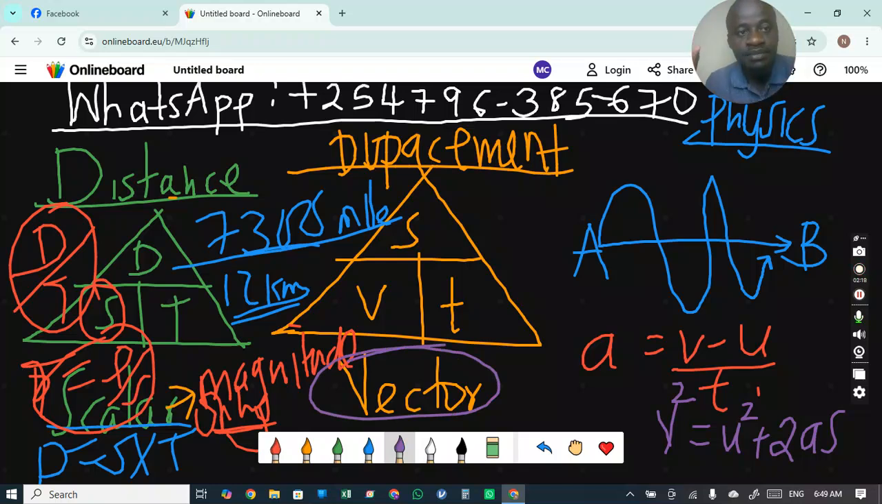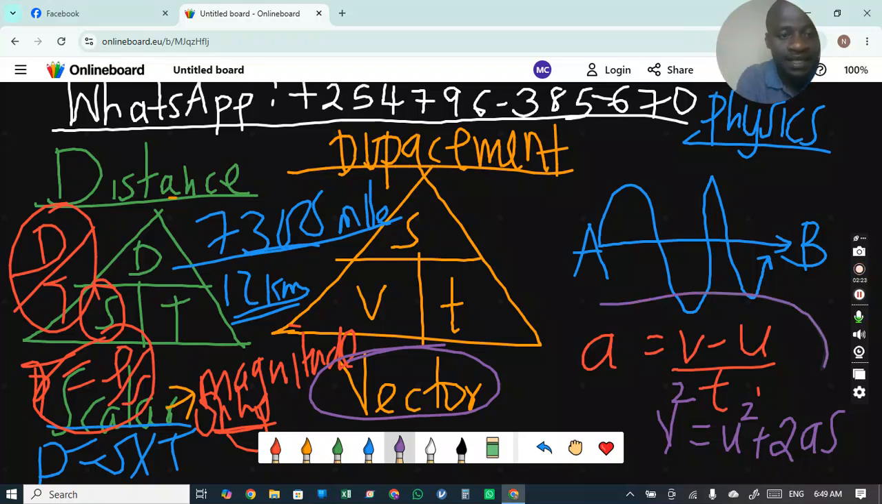It is in this concept where we also discuss what we term as acceleration. Acceleration simply means change in velocity per unit time. How do we calculate velocity? Remember, velocity is just speed in a particular direction. In most cases it is normally given in meters per second, not kilometers per hour. Again, we need to know how to change kilometers per hour to meters per second. How do we do that?